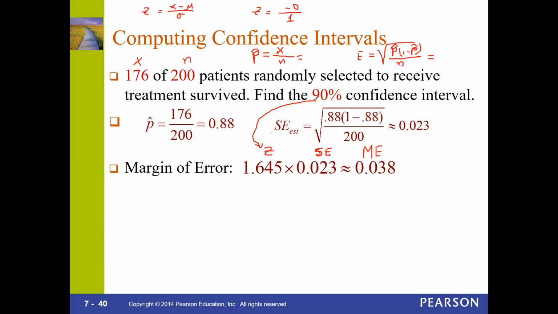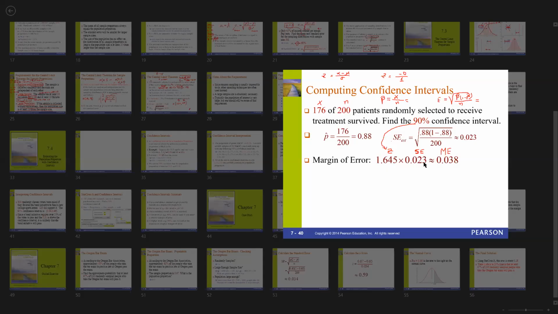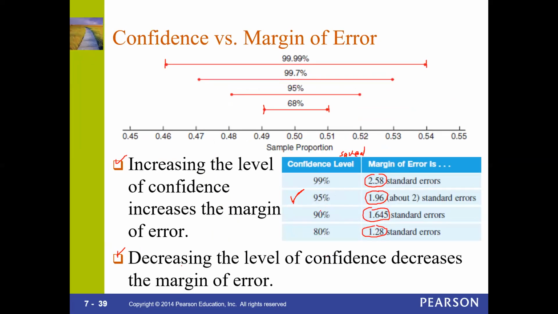So this is what happens. Each time they give you the confidence, if they give you 90%, you need to put 1.645 for Z. If they give you 95%, you should see 1.96. If they say 99%, you need to put 2.58. That's how we do it. If they say 80%, you need to put 1.28. And this is for the standard normal.